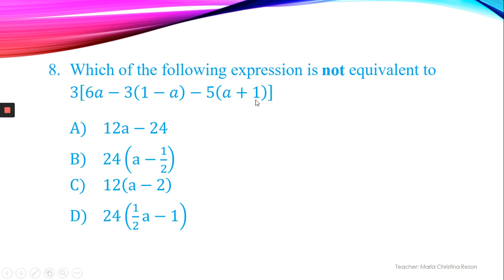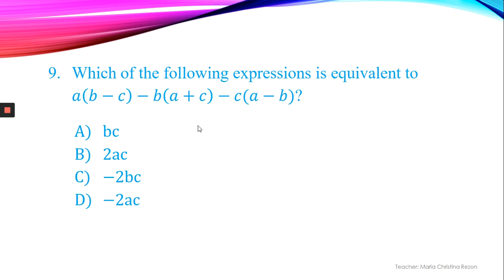But first and foremost, you have to get rid of the grouping symbols. And then from there, you simplify. Or you have to be very careful here because what is asked is not equivalent to this expression. In other words, 3 of the choices here are just the same or equal to each other. Then number 9, just the same. Which of the following expressions is equivalent to this expression? So you have to remove the grouping symbols and simplify.